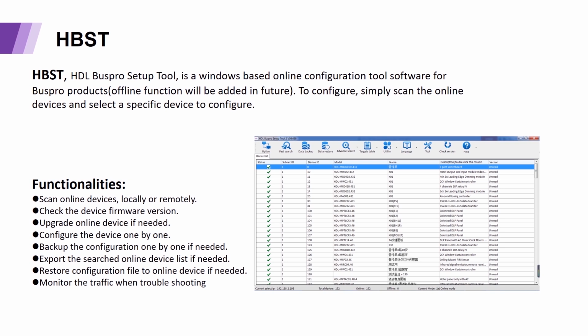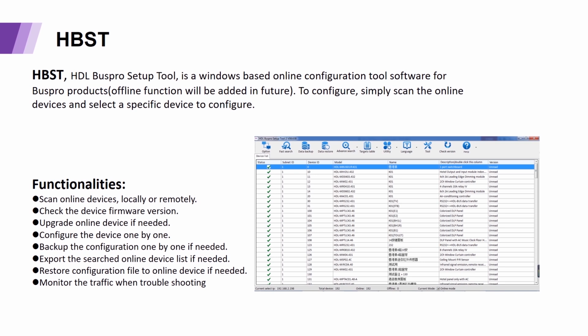This software we can use to control Bussport product. This software has some functions. It can scan online devices locally or remotely, check the device firmware version, upgrade online devices if needed, configure the device one by one. It can be used to backup and restore. It can be used to monitor the traffic when troubleshooting.